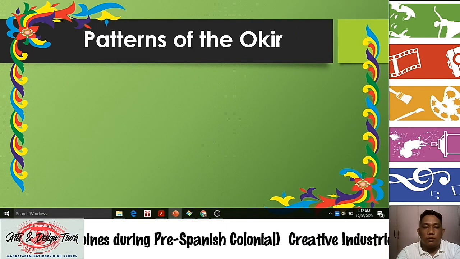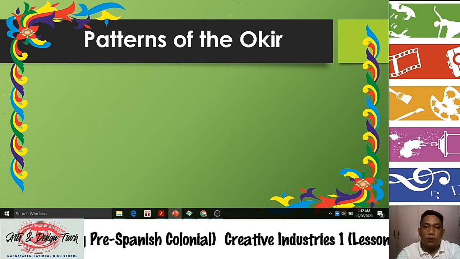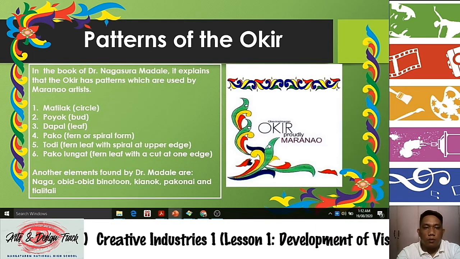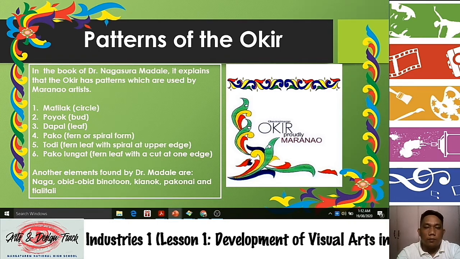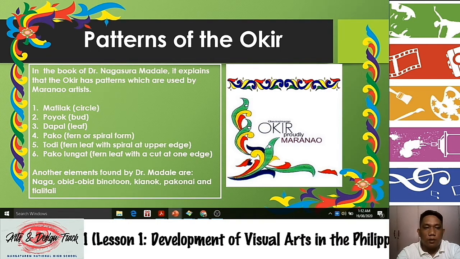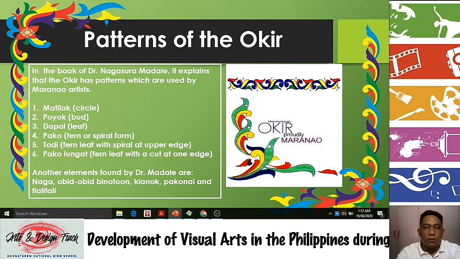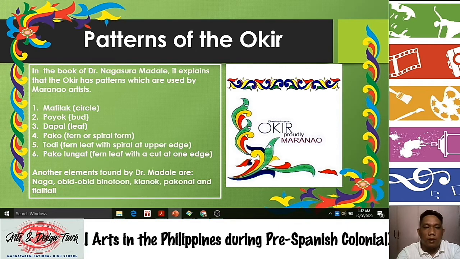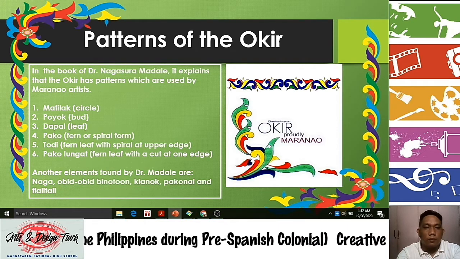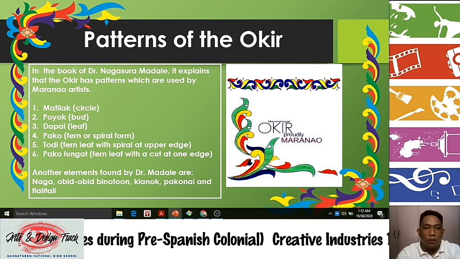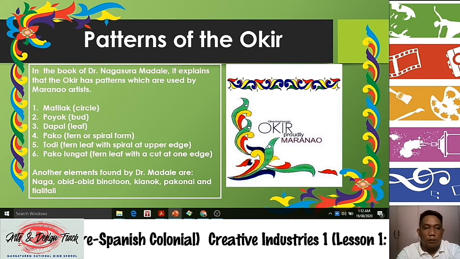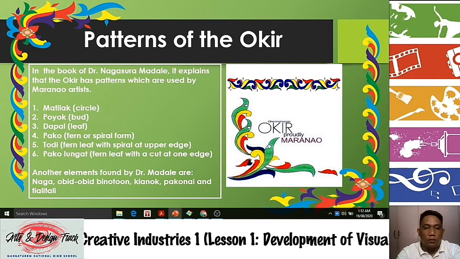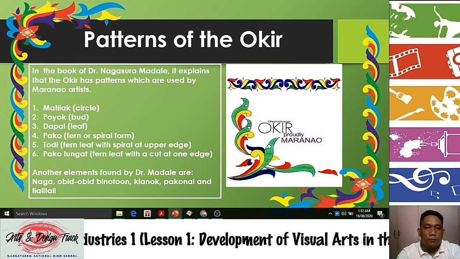There are several patterns of the ukir. In the book of Dr. Nagasura Madale, it explains the ukir patterns which are used by Maranao artists. First, the matilak or circle. Second, the puyok or bud. Third, the dapal or leaf. Fourth, the pako or fern or spiral form.